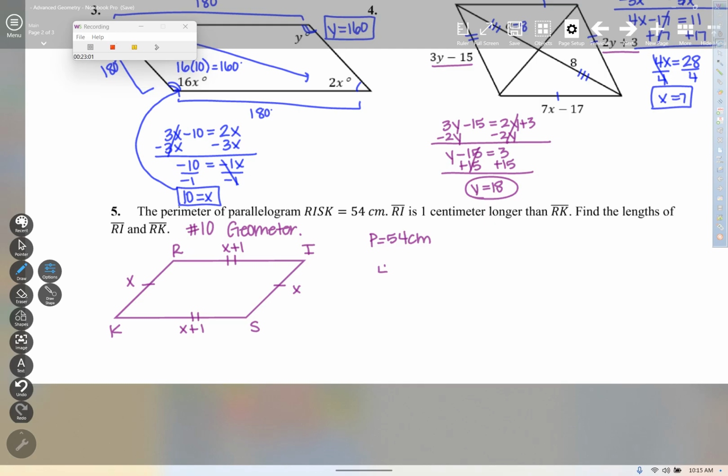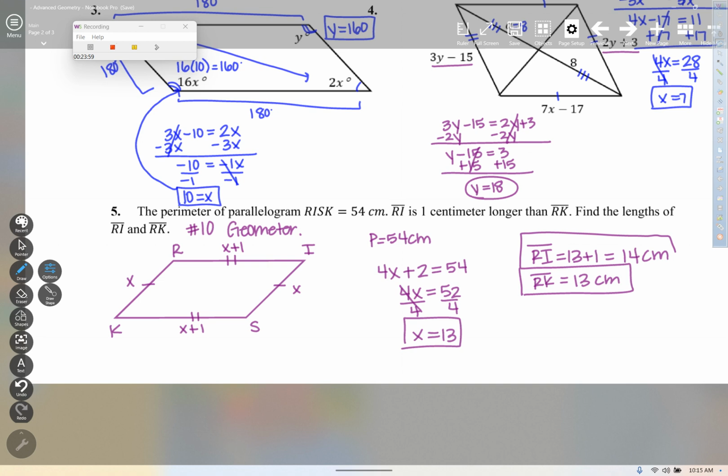In the directions, it does say find the lengths of RI and RK. So I can't stop there. I do have to plug in. So we have RI is equal to, it's no longer x anymore. x is 13, so it's 13 plus 1. So RI is 14 centimeters. And then it says find RK, right? So now I have RK, and RK is just x, so RK is 13 centimeters.